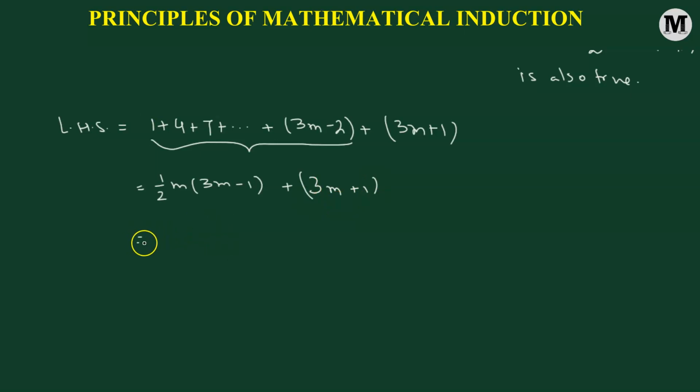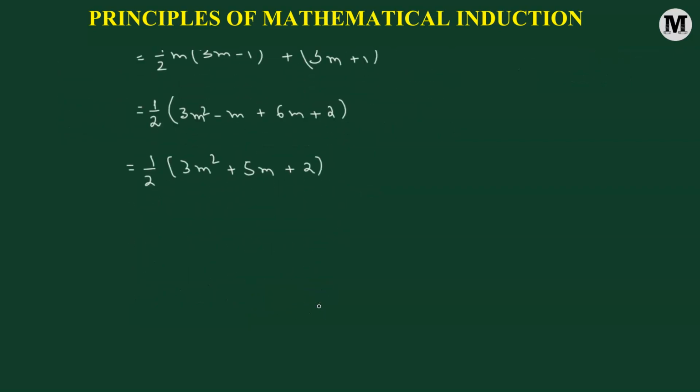So let's combine these two terms. We're going to take half as the common factor. So half will get multiplied by 3 times m squared minus m. Now from 3m plus 1, we're taking half as the common factor, so that means we have 6m plus 2. Further simplification gives us half multiplied by 3m squared plus 5m plus 2. Now we have a quadratic expression, 3m squared plus 5m plus 2. We can easily factorize it. So it's going to give us half multiplied by m plus 1 multiplied by 3m plus 2. And this is exactly the expression on the right hand side.